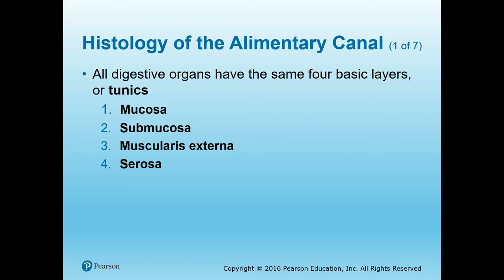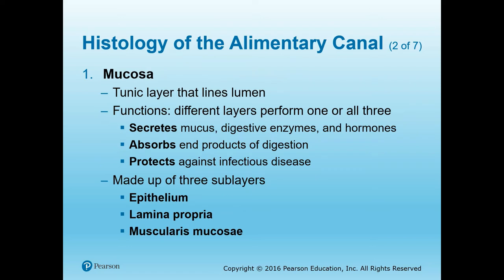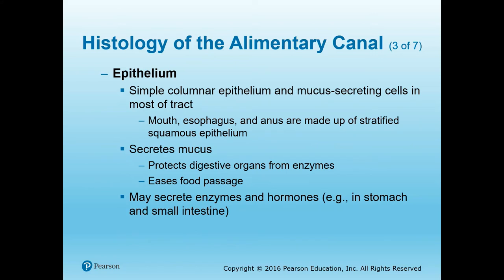Histology of the alimentary canal. So what are the layers of the alimentary canal, or the alimentary system, or the GI tract, okay? So we have the mucosa layer, all right? Mucosa, just like it sounds, there's a good amount of mucus, right? It secretes mucus, digestive enzymes, hormones. There's several layers of the mucosa: the epithelium, the lamina propria, and the muscularis mucosa. This is that smooth muscle that helps to cause peristalsis or even that segmentation to occur, okay?